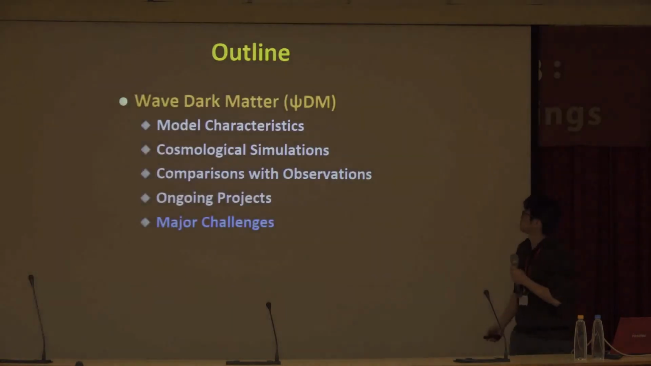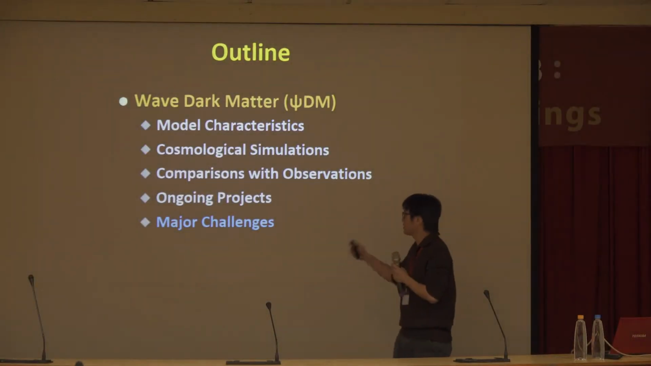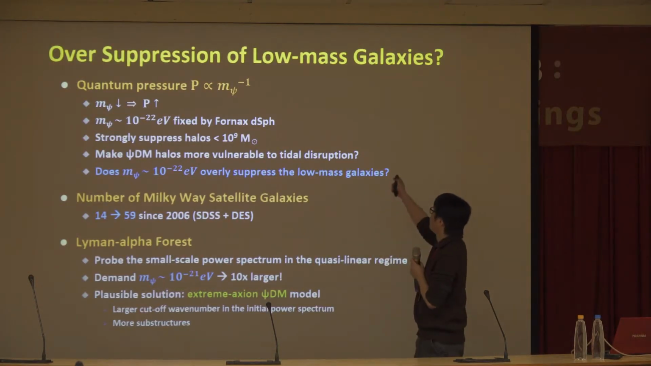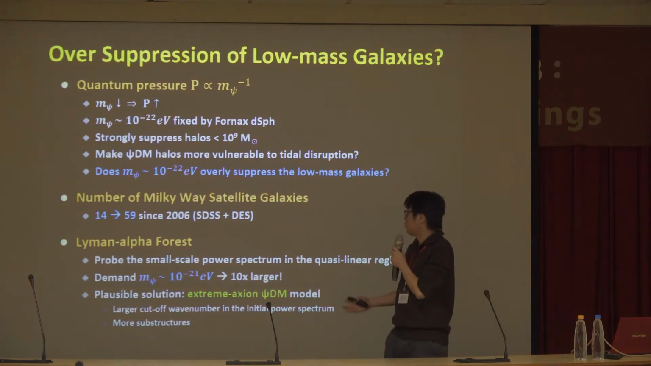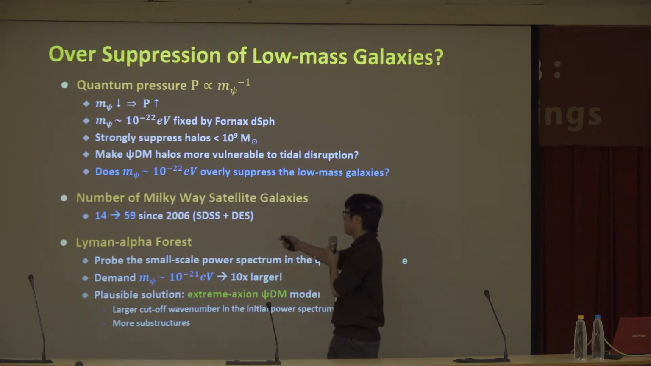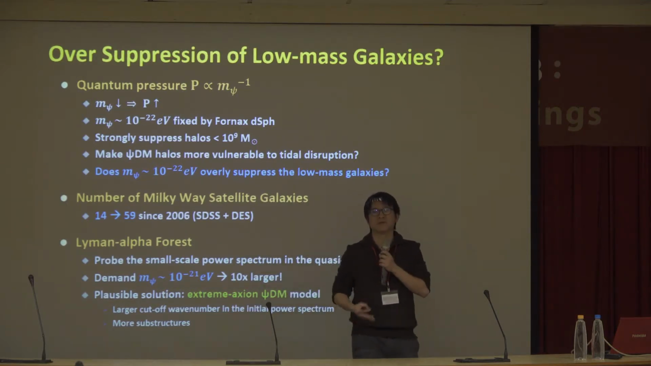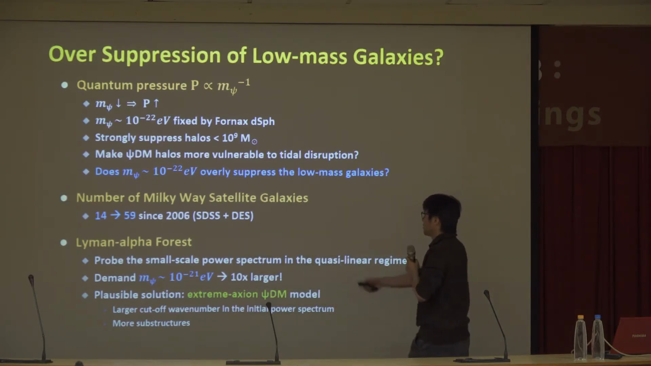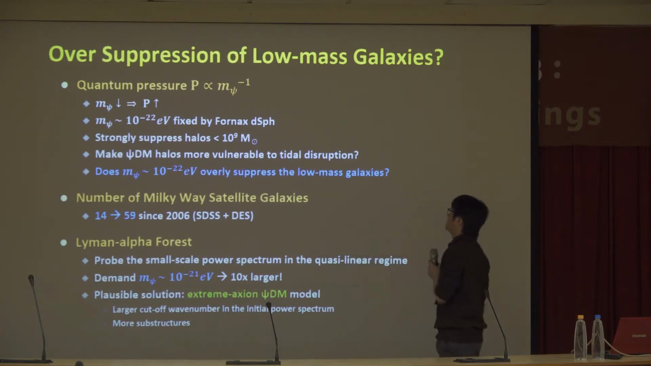I will very quickly go through the main challenges. One thing is whether this FDM model only suppresses the galaxies, or does it suppress too many galaxies? Because now we observe more and more small galaxies, so maybe we suppress too much. And also there is the Lyman-alpha forest, but let's skip it.